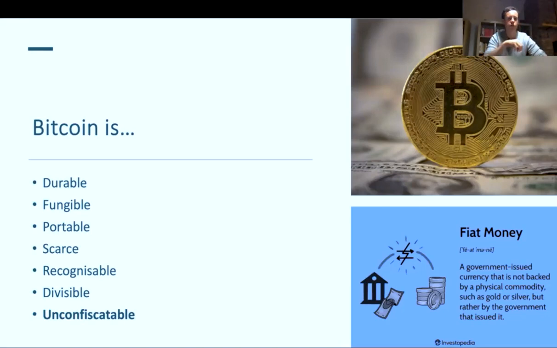Bitcoin, if we look into it, is more divisible, as we've just seen, than any fiat currency we have currently. And when we talk about fiat currencies, I've given you a definition on the right-hand side. And we saw earlier that we call the many fractions of Bitcoin Satoshis.